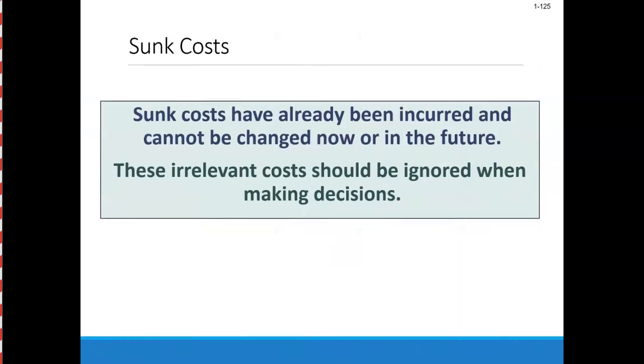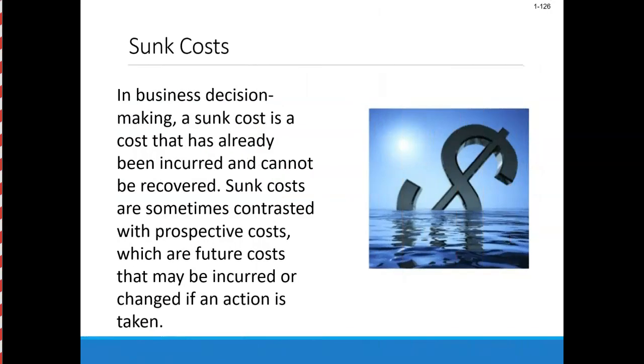Sunk costs are costs that have already happened. Sunk costs are irrelevant. You can't do a thing about it. Why bring it up? Make sense? Sunk costs are done. They're history. In business decision making, a sunk cost is a cost that's already been incurred and can't be recovered. Sunk costs are sometimes contrasted with prospective costs, which are future costs that can be incurred and changed if an action is taken. But sunk costs, they are done. It's gone.